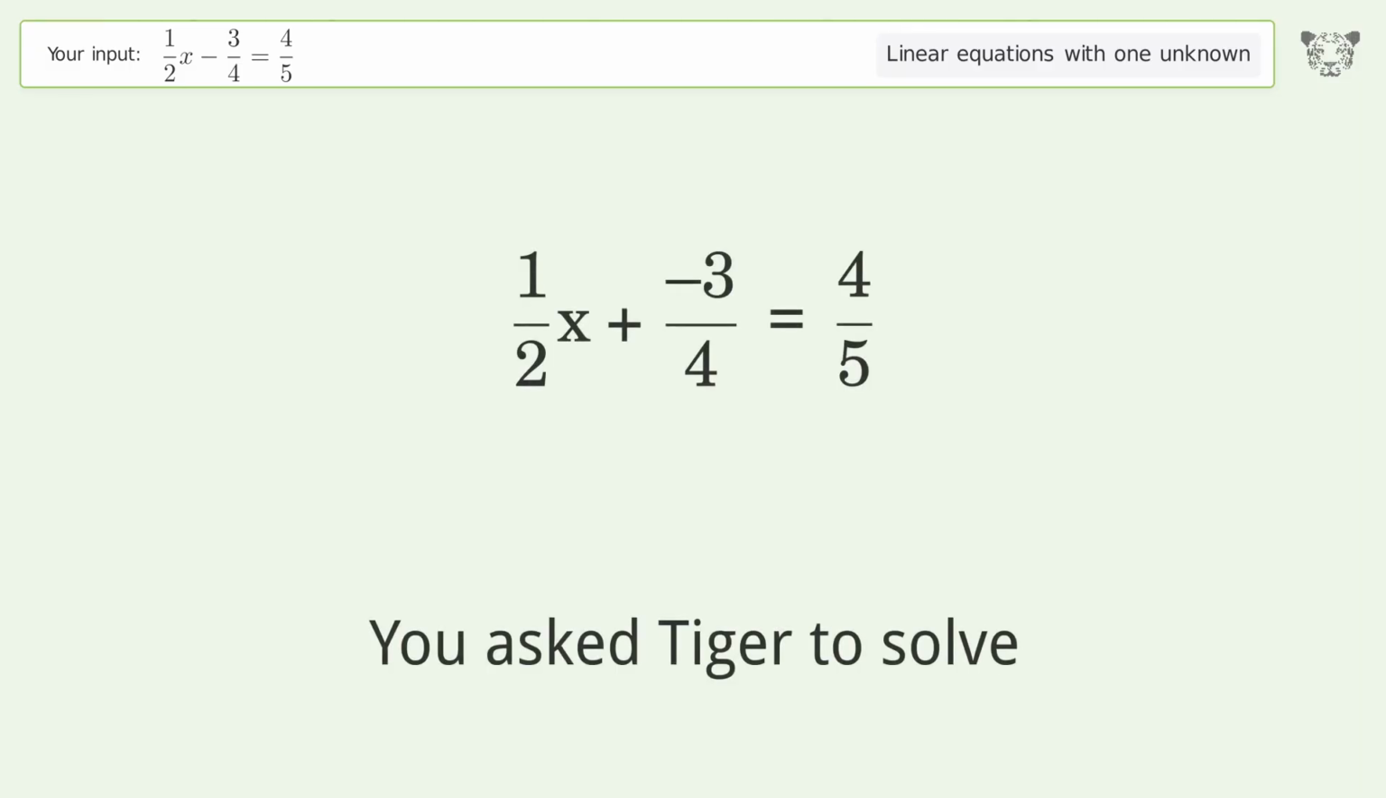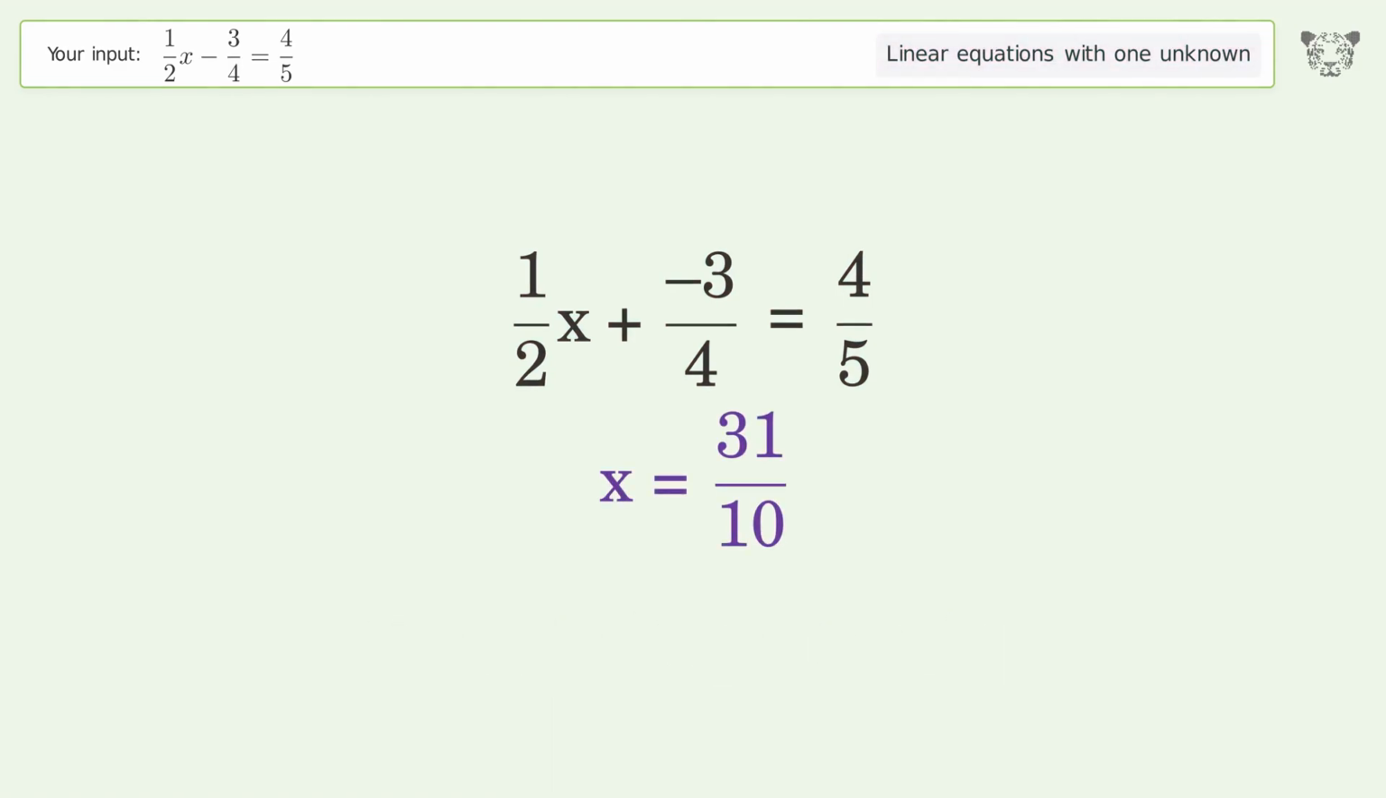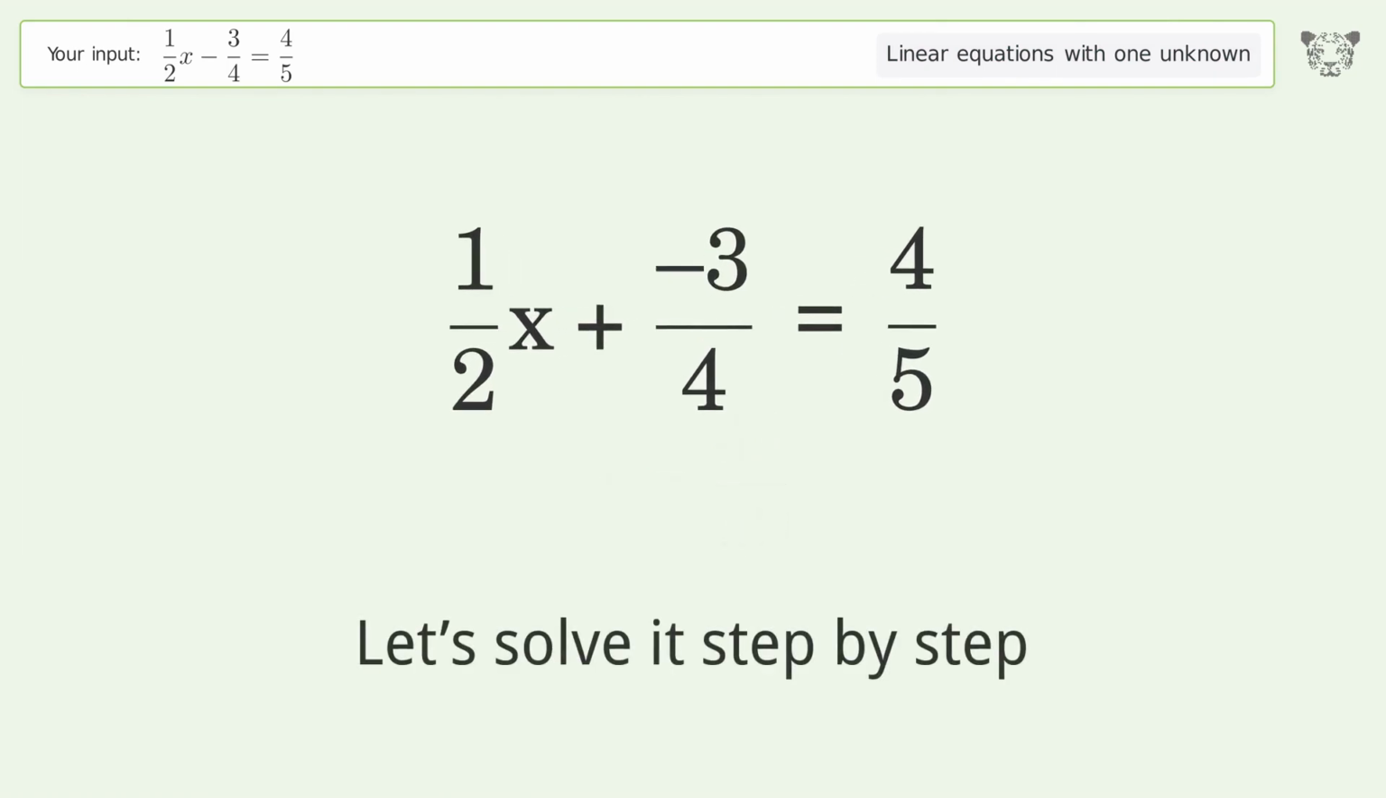You ask Tiger to solve. This deals with linear equations with one unknown. The final result is x equals 31/10. Let's solve it step by step.